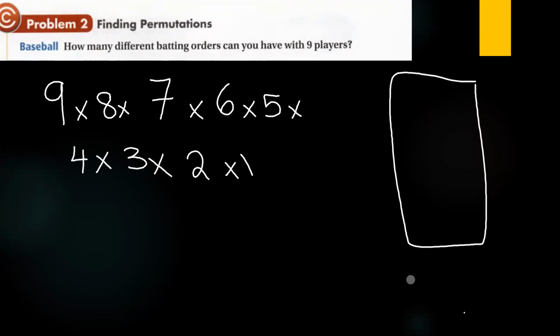Now, what I did here, I found how I can arrange the players. The first one, I have 9 players. When I choose one of them, I have 8 left. When I choose the second one, I have 7 left. When I choose the third one, I have 6 left, and so on. So in order to find how many ways you can arrange them, you just have to multiply 9, since there are 9 players. So you have to multiply 9 times 8 times 7, 6, 5, 4, 3, 2, until you reach number 1.